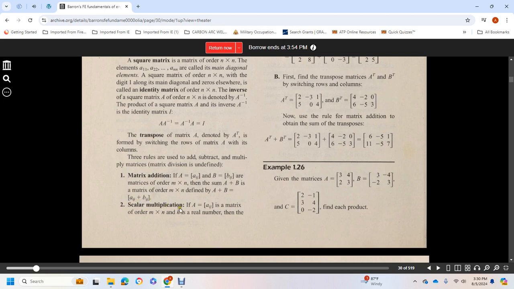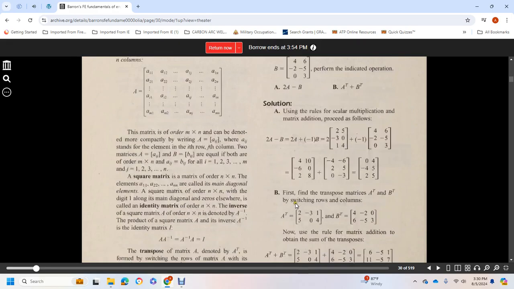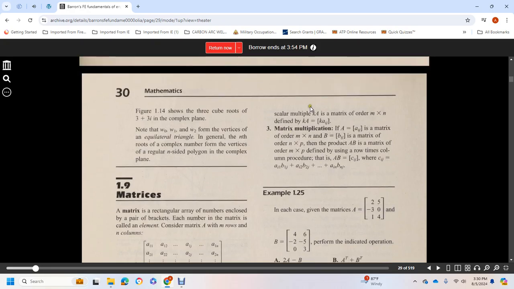Scalar multiplication. A is equal to a_ij, a matrix of order m times n, with k as a real number. Then the scalar multiple kA is the matrix of order m times n, defined as kA is equal to k times a_ij, over the rows and columns.